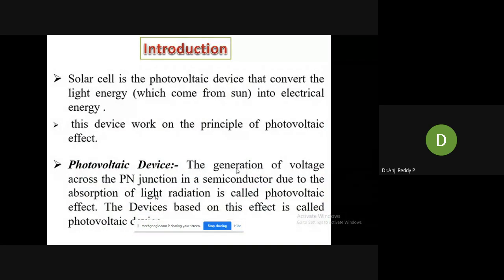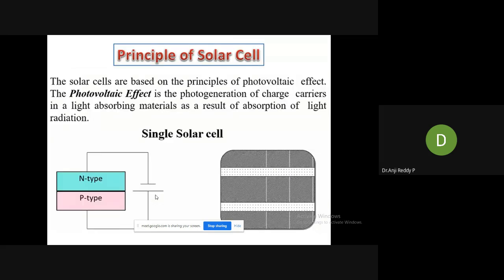Introduction we have studied. The definition itself gives the information that a solar cell converts light energy to electric energy. But that light energy has to come from the sun only, not ordinary light. And the principle is the photovoltaic effect. That's also what you know.